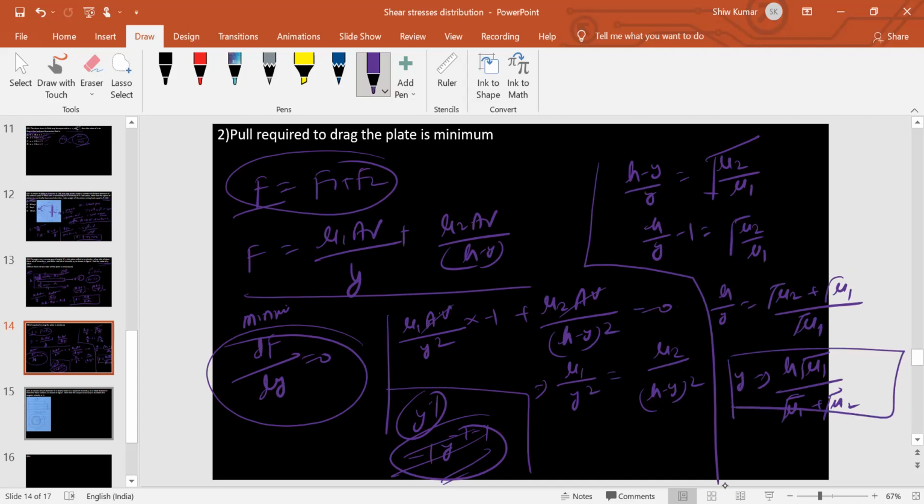Remember that if you pull any plate or any object in a direction, there must be a resistance acting opposite to the motion of the object, and that resistance is called shear force.